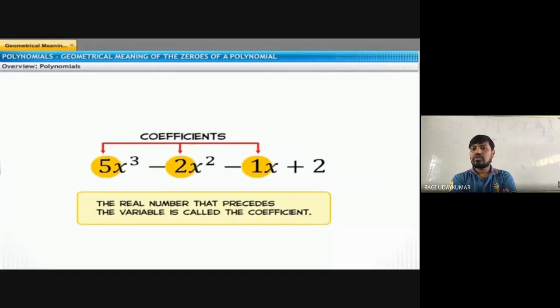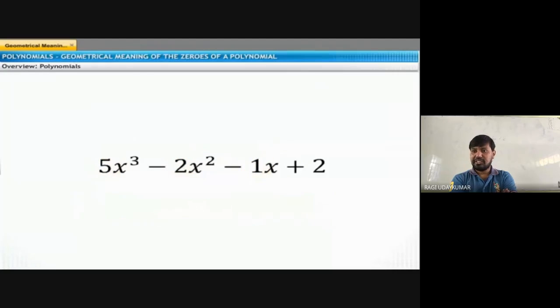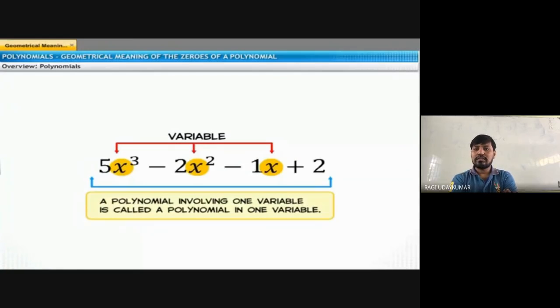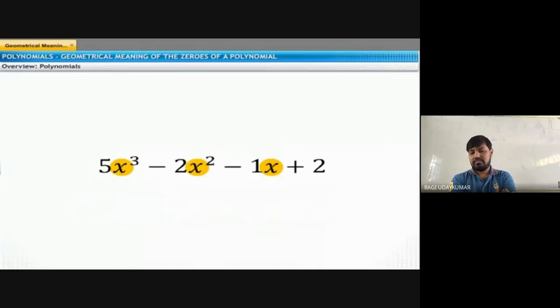What do we call those numbers? We call them coefficients. Coefficients, and that x cube, x square, x and plus 2 are called variables. They are called variables.